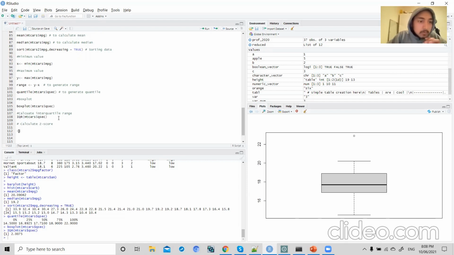So your Z-score formula is X minus mu divided by standard deviation, right? So we can do that calculation also here. mtcars dollar sign mpg, this is X minus mean of this, divided by standard deviation, which is sd. The formula is X minus mean divided by standard deviation. So assign this to z-score.